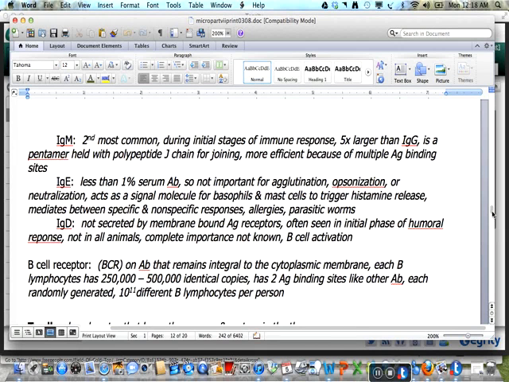IgM is the second most common antibody and is present during the initial stages of the immune response. It is 5 times larger than IgG because it forms a pentamer held together by a polypeptide J chain. This is more efficient because it has 10 antigen binding sites instead of 2.